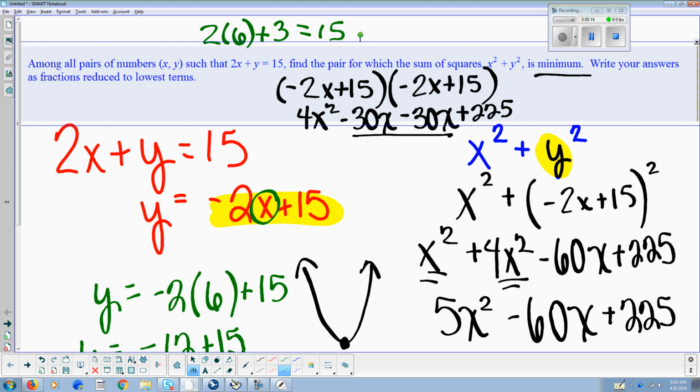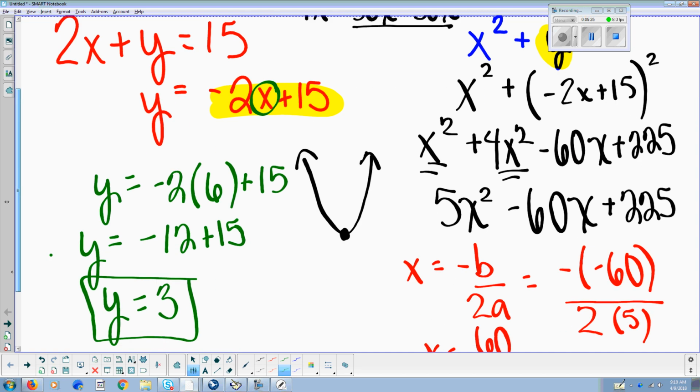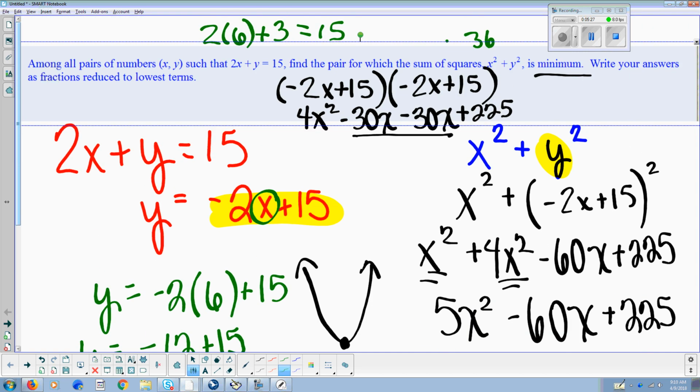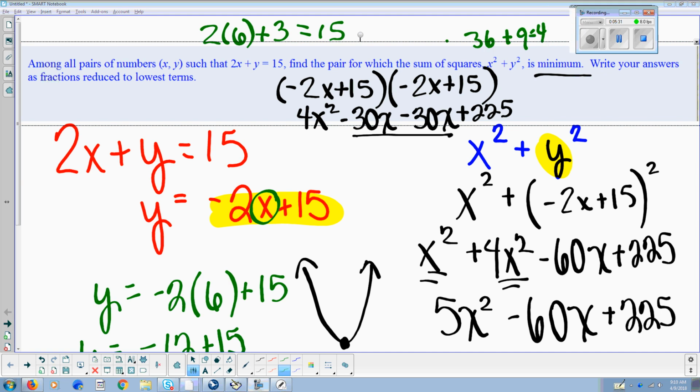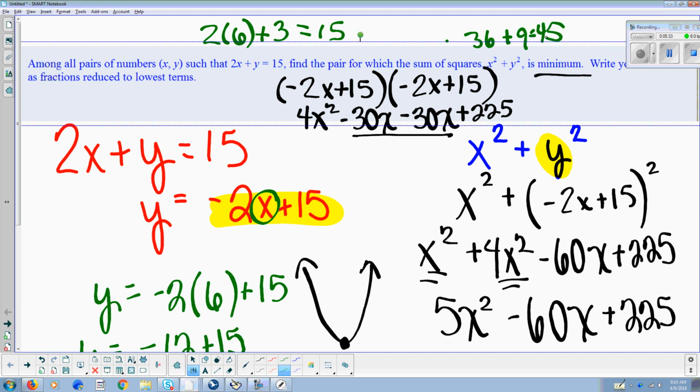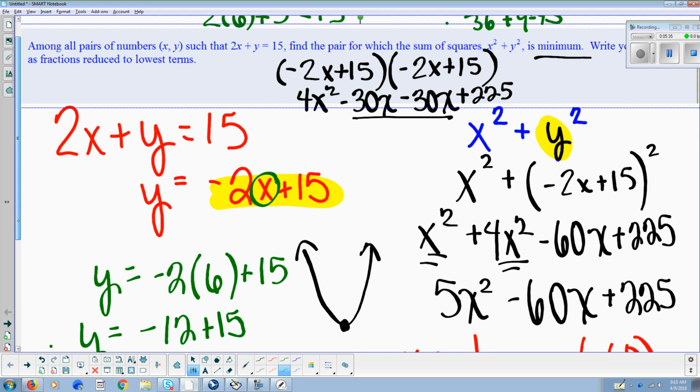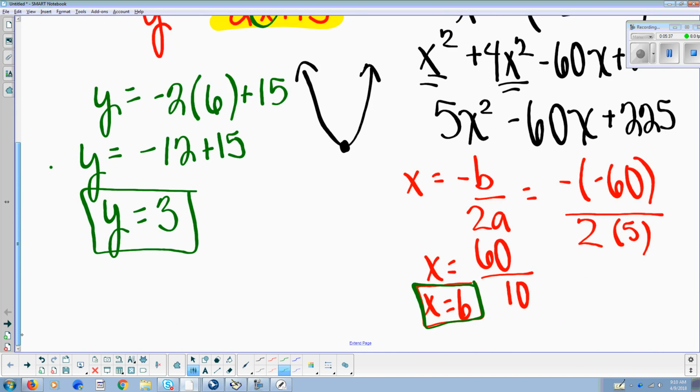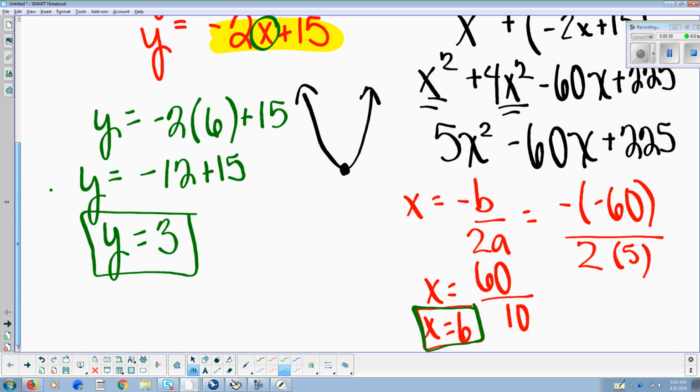And if I square, x squared would have been 6 squared, 36. And y squared was 3 squared, which is 9. 36 plus 9 is 45. That probably is going to be one of the highest values that I would get. Okay, so 3 and 6 are the answer.